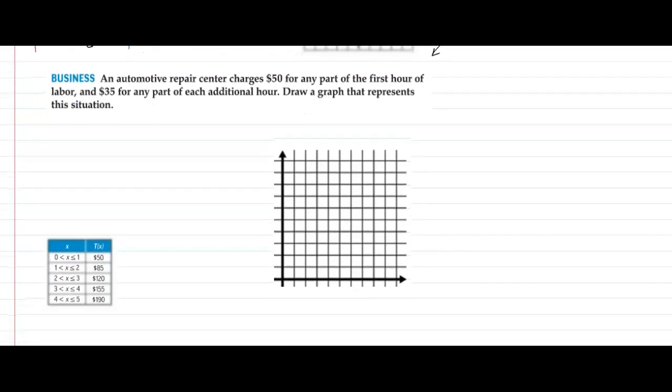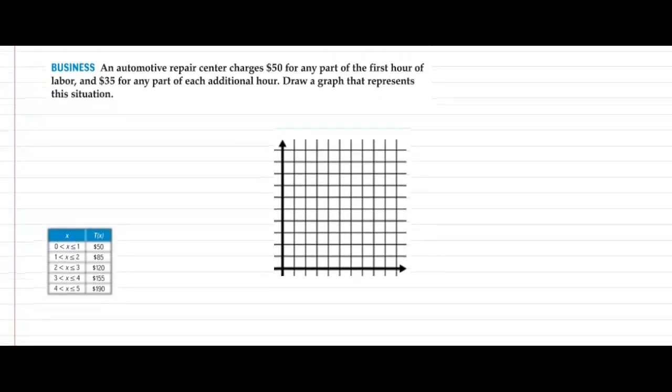This makes a lot more sense when we talk about a real-world example problem. This is a very common scenario. An automotive repair center says that you're just going to pay $50 just for bringing your car in, no matter what. Even if you just bring it in, drop it off, pick it up right away, it's going to be $50 for any part of the first hour of labor. And then they're going to charge you $35 every additional hour.